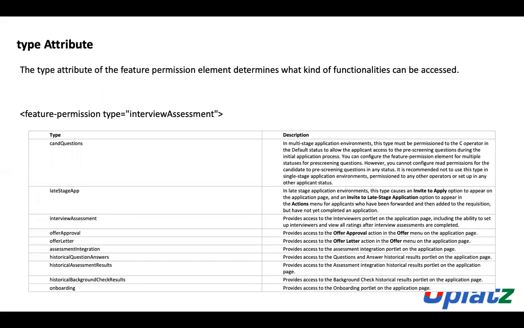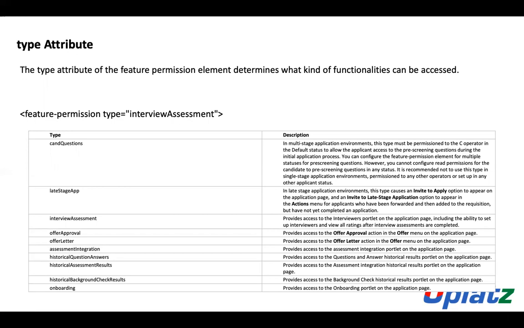Type attributes. The type attributes of the feature permission elements determine what kind of information can be displayed for what users. We have been talking about feature permission type equal to interview assessment. What is the actual purpose of it? We have different types available in the system. You can select one of them, by default in XML, and you can see in the below table what kind of functionality is available.